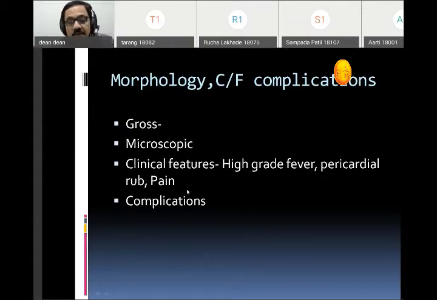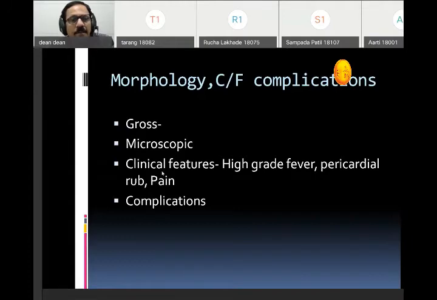Clinical features: the characteristic feature is very high-grade fever. High-grade fever, that is a characteristic feature. Along with that, there is a precordial rub and pain. So pain, high-grade fever and pericardial rub, all these are because of purulent type of pericarditis. What are the complications? It is going to lead to chronicity. This will lead to chronic constrictive type of pericarditis. What is constrictive pericarditis? That we will see in our next consecutive slides.